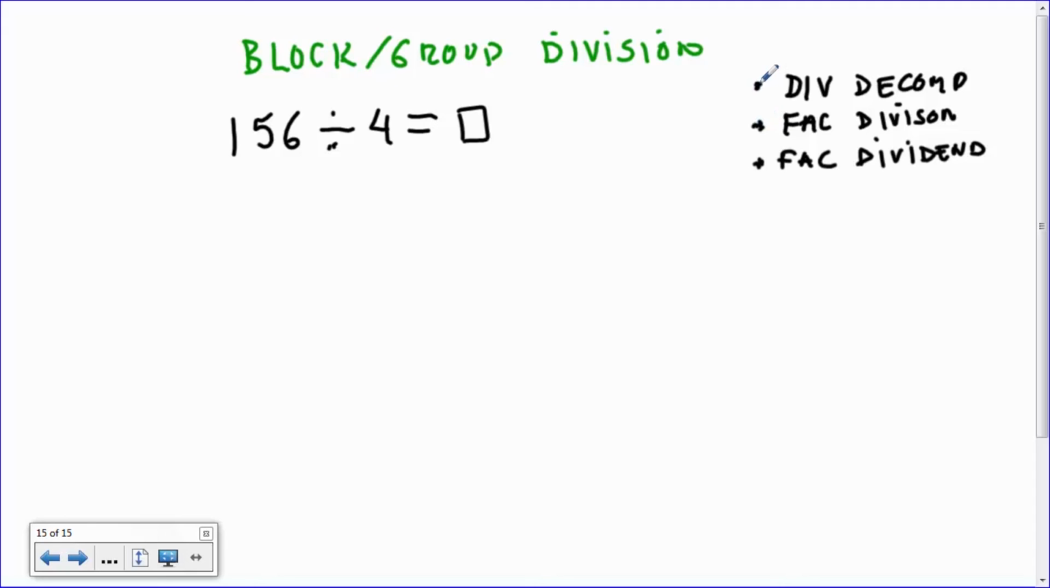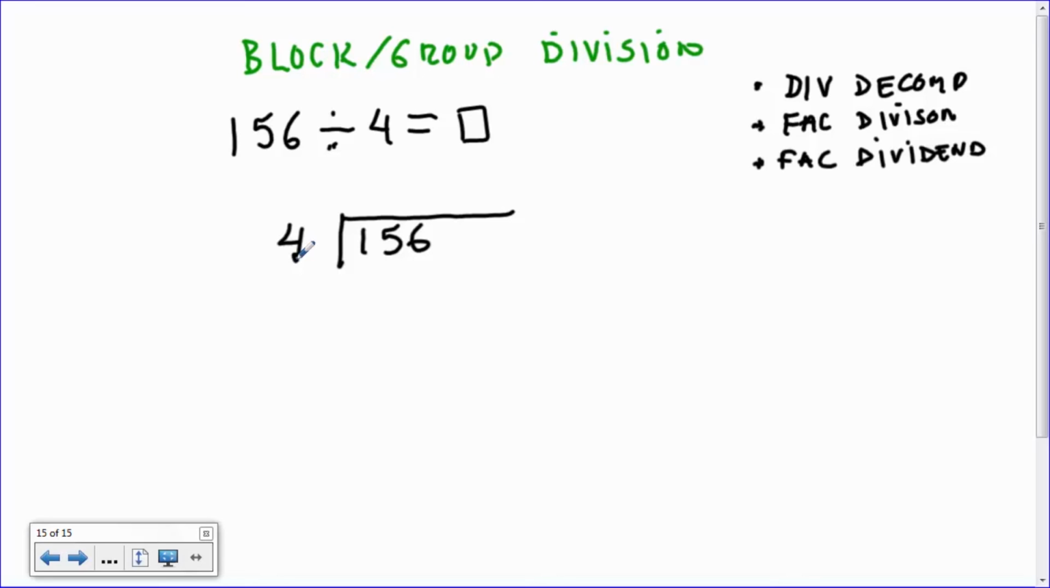Now I want to talk about block or group division. And let's begin to use symbolism that's going to be similar to the symbolism that you've already been using, ever since you were probably in 4th or 5th grade. And so what I'm going to do is I'm going to write something like this. And this is, of course, a traditional or a classical way to indicate the dividend, the 156, and separate it from the divisor, the 4.